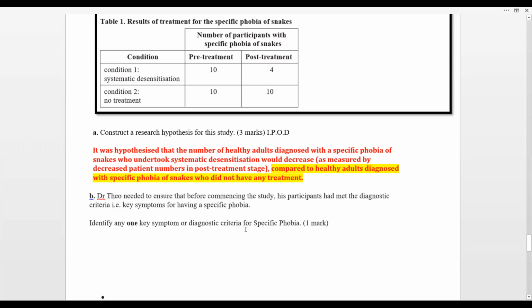Okay, so the next one. Dr. Theo needed to ensure that before commencing the study, his participants had met the diagnostic criteria. It says identify any one key symptom or diagnostic criteria for specific phobia. This is an easy question, but I still want you to try it out because it is a content-based question. I'm going to give you only 30 seconds, because it's just about giving me one symptom or criteria we would use to diagnose someone with specific phobia. So 30 seconds and your time starts now.